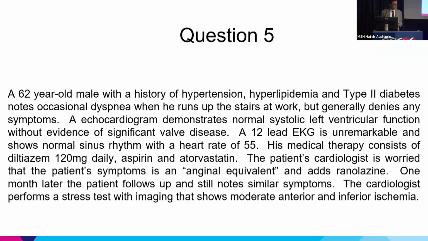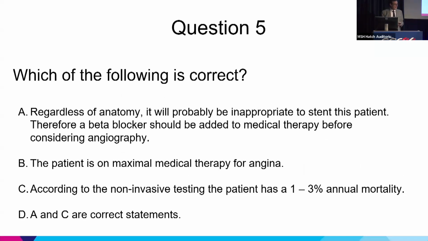Let's vote now. Who goes with A, regardless of anatomy, it is inappropriate to stent? Who goes with B, the patient is on maximal medical therapy? A couple of people. Who is C, about the mortality? Here with D, A and C. Well, several people. Interesting.